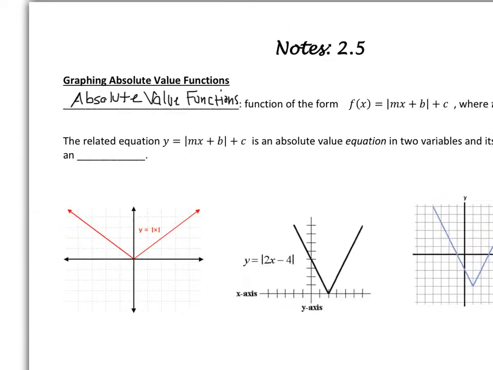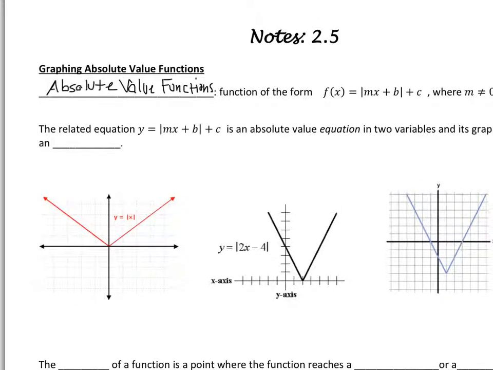Okay. Our basic setup for these, instead of mx plus b, we have f of x equals absolute value of mx plus b plus c, where m cannot equal 0. If our slope was 0, then the x would go away and we just have a straight line, and that just messes everything up. So our slope has to be something besides 0.